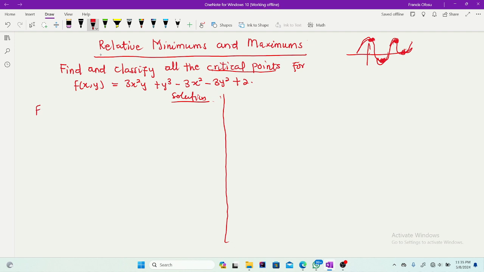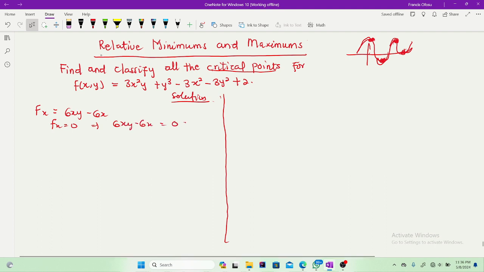So I have my fx. My fx simply becomes, whatever is y becomes a constant. So here I'll get 6xy, this is 0, this I'll get negative 6x, then the rest are 0. This is my fx, and they are saying that our fx should be equal to 0. So we have 6xy minus 6x equal to 0. I can factorize 6x out, so I'll have 6x times y minus 1 is equal to 0. Meaning x equals 0, y is equal to 1. So I'll put these two values down.